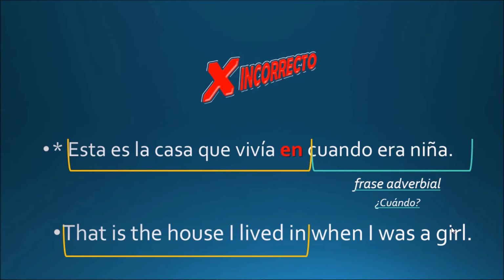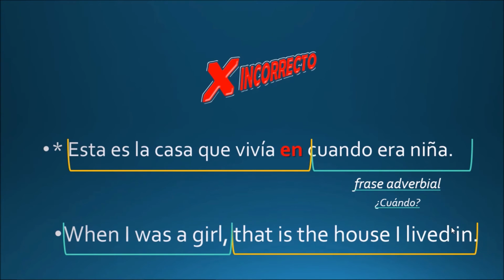So we have that is the house I lived in. That's the main clause. And we have the adverbial phrase when I was a girl. That tells us additional information. It tells us when we're talking about. And just like in Spanish, in this case, we can also switch around the order and put the adverbial phrase first, when I was a girl.